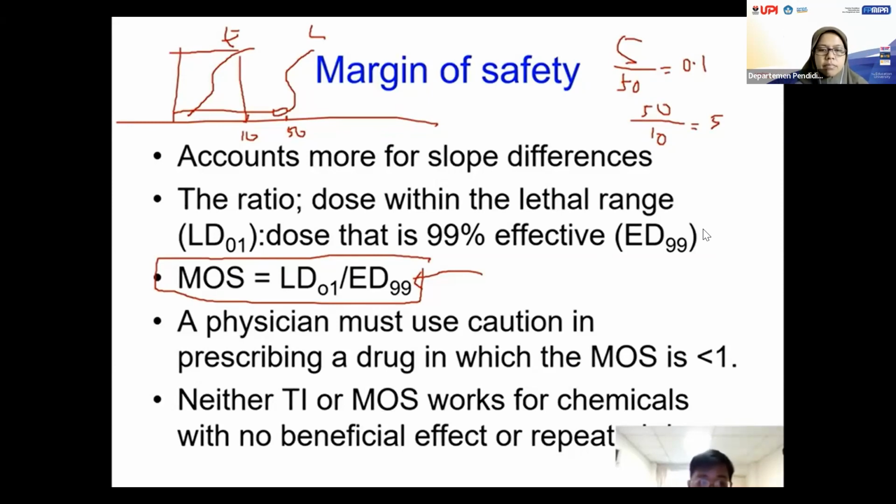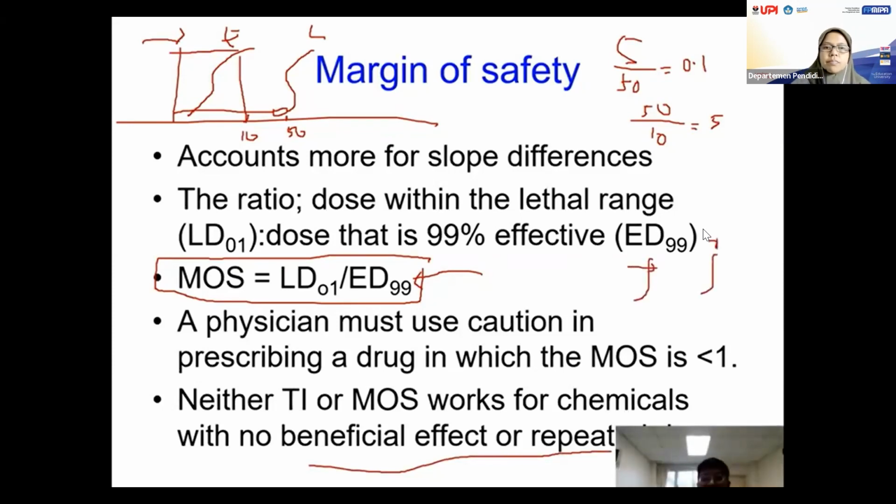Neither TI, Therapeutic Index, nor margin of safety works for chemicals with no beneficial effect. Okay, so it means that we have to have this kind of graph, right? With one beneficial effect and with the toxic effect. So it is for those pharmaceuticals or drugs that have certain good effects to humans, and to some extent, sometimes have toxic effects. Okay.